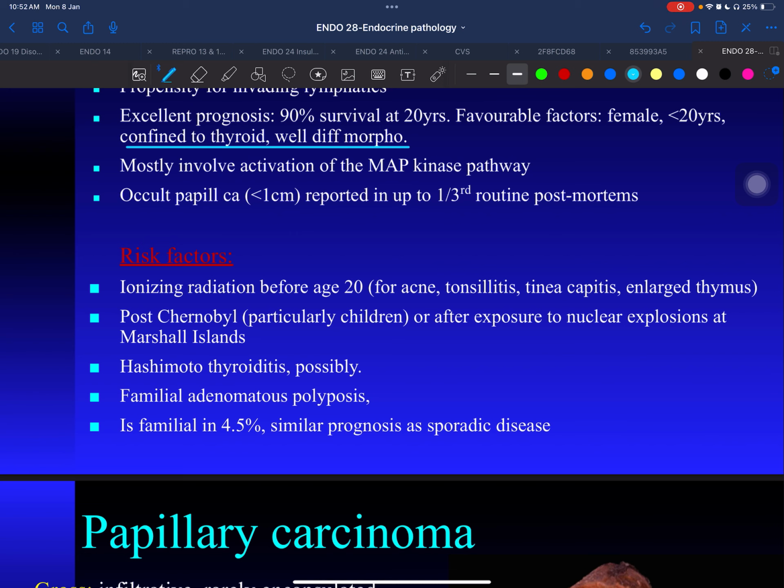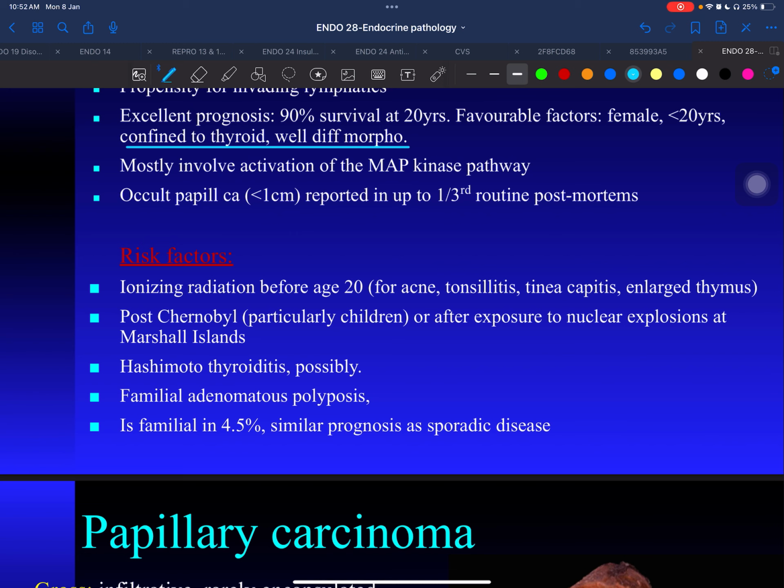If the tumor is less than 1 cm, we call it occult papillary carcinoma. It's reported in about 1/3 of routine postmortems. When we do a postmortem, not a patient but someone who has passed away, suddenly when we dissect the neck, we find one small papillary thyroid carcinoma, less than 1 cm. That is called occult papillary carcinoma.